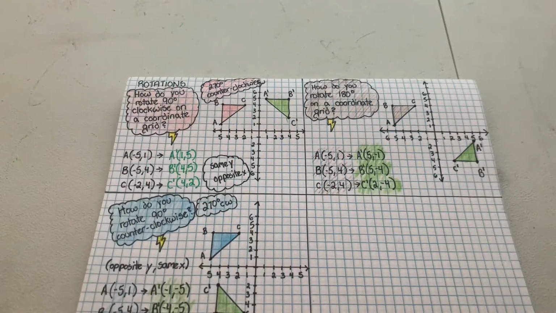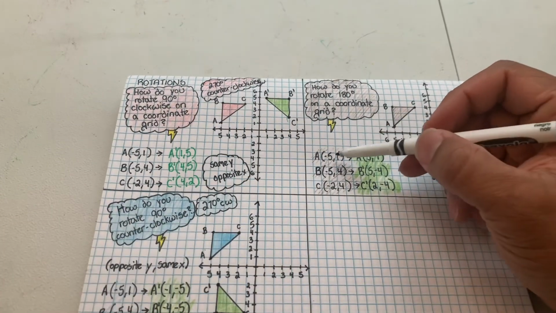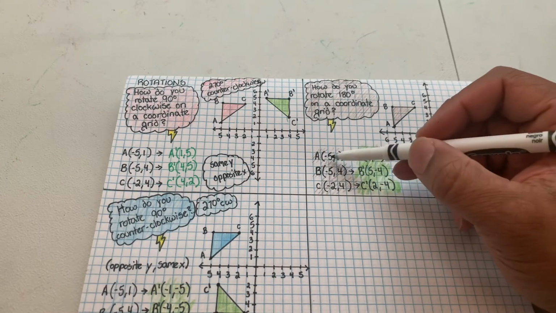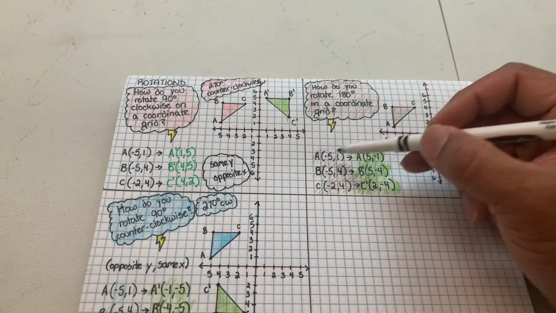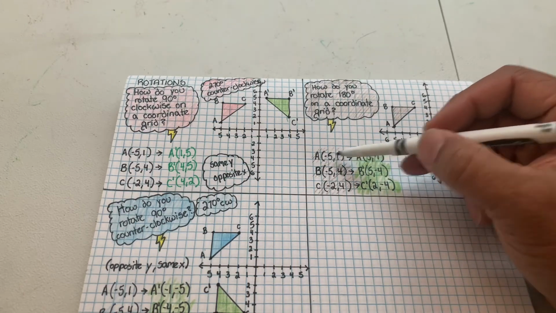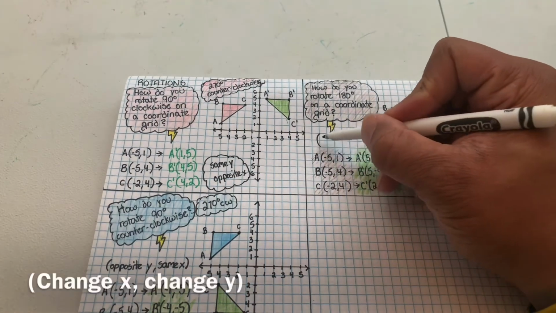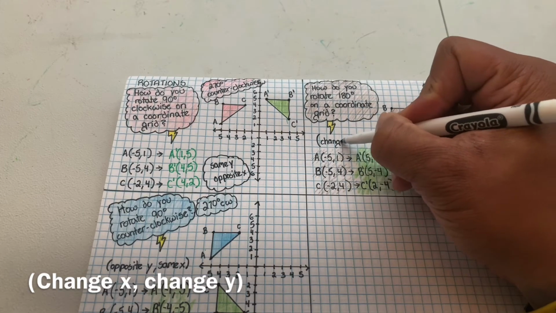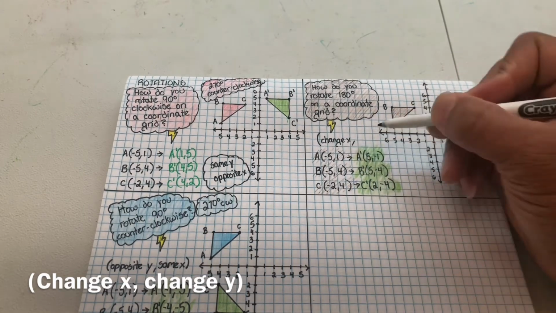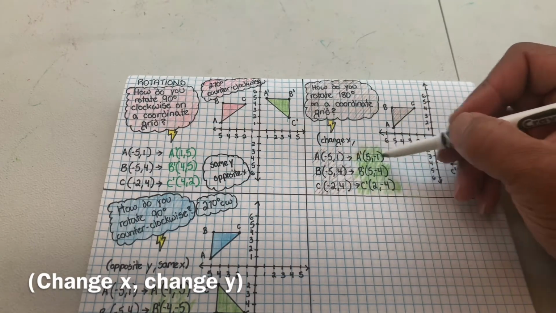Okay, now let's go ahead and do our rule. Okay, let's see what happened to the points. Let's compare the points. So we got -5, and then the 5 is still in the X place. But it changed. So we can write that: change X. Okay, did the Y change? Yep, the Y changed too. So we can say change Y.